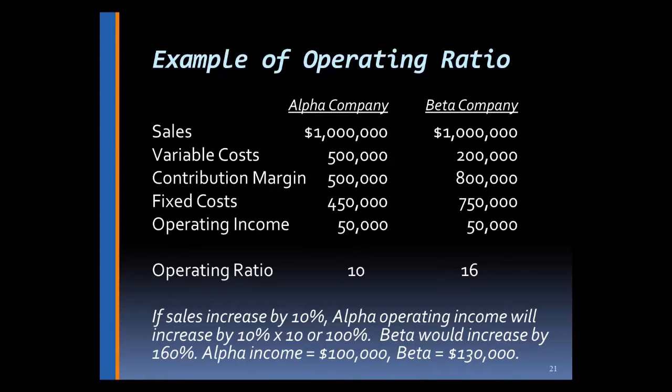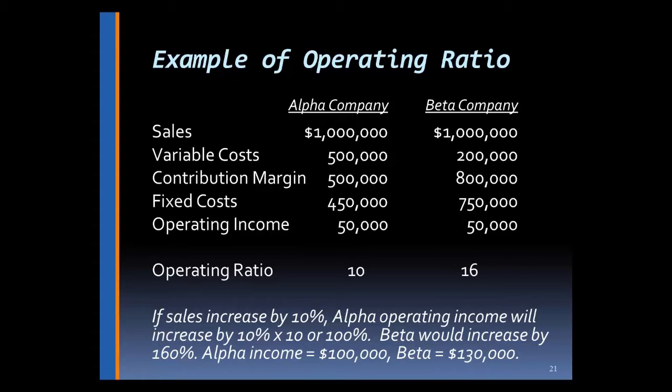Let's say the sales in units in both companies increase by 10%. So if Alpha has a leverage ratio of 10 and they increase their sales in units by 10%, you multiply 10 times 10 and get 100%. Now Beta would increase their sales by multiplying 16 by 10, or 160%.